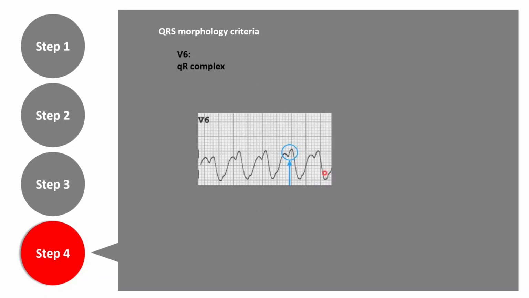The other example we talked about, that in V6, if you find a very small Q wave followed by a relatively bigger R wave and the massive S wave. So the small Q, big R, suggestive of VT if it is present in V6.